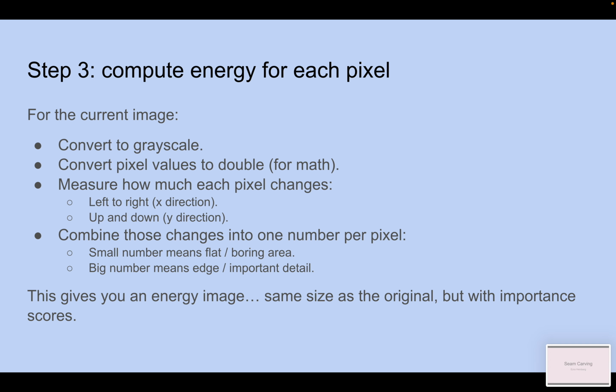So we have a current image. First we're going to convert it to grayscale. Then, for math purposes, convert the pixel values to double. And then we're going to measure how much each pixel changes in the X and Y direction, and combine those changes into one number per pixel. A smaller number means a more unimportant, flat, boring area, and a bigger number means the opposite. So this gives you what's called an energy image, which is the same size as the original, but will have importance scores attached to it.